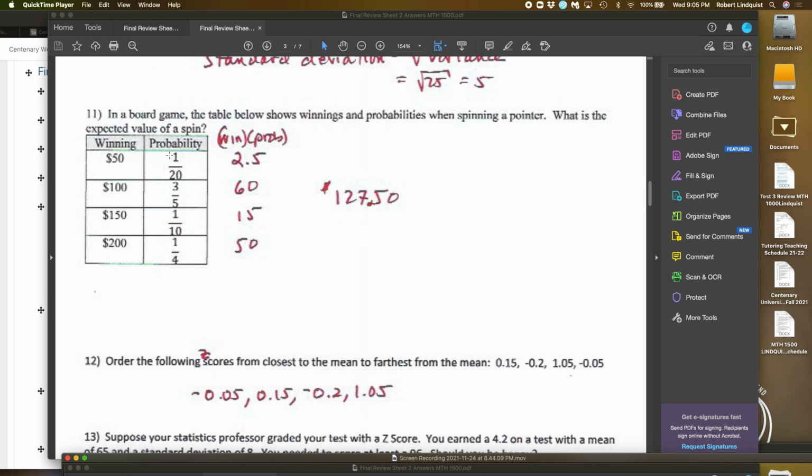In a board game, the table shows winnings and probabilities when spinning a pointer. What is the expected value of a spin? So the probability of getting $50 is 1/20th, and we know we multiply the amount you would win by the probability of it happening. So 50 times 1/20th is 2.5. Next up would be 100 times 3/5, which is 60. And then 150 times 1/10, which is 15. And 200 times a quarter, which is 50. Add those values up, you come up with 127.50.